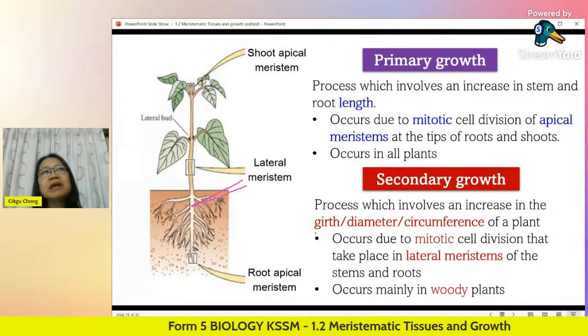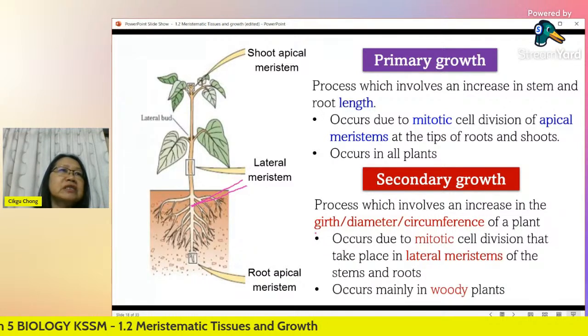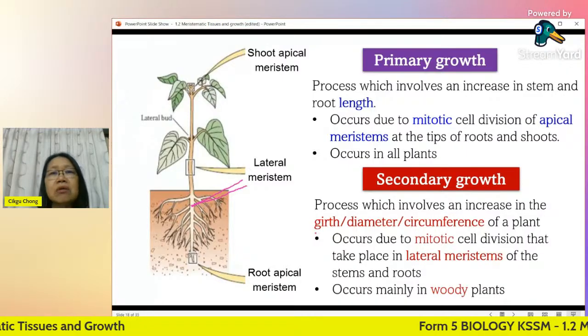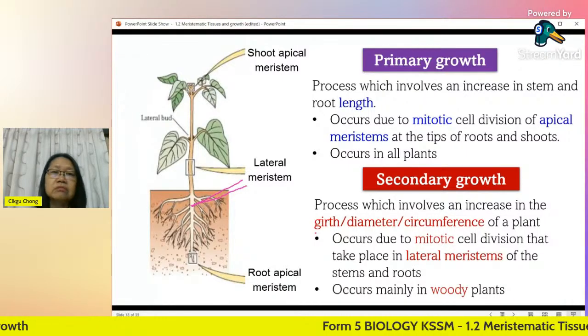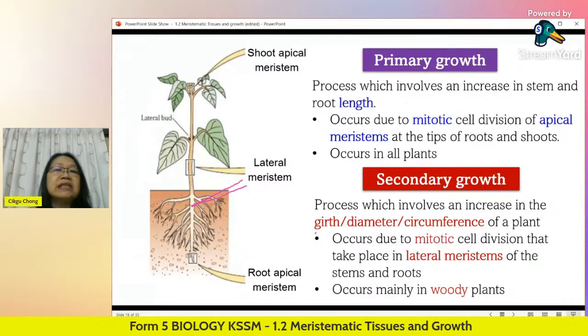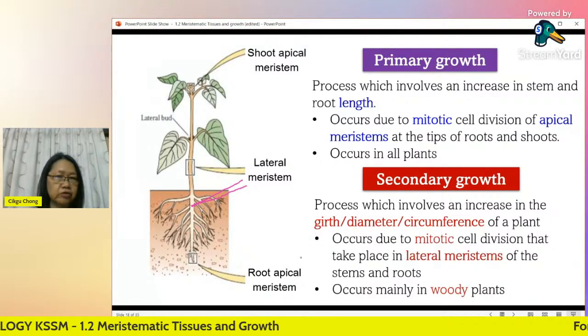So those plants that are herbaceous, that means they don't become wood. For example, the mustard greens, the kangkong, they don't form wood. If you just don't eat it, it becomes old, and once it's old, it dies off. It doesn't become wood. So it doesn't carry out secondary growth.